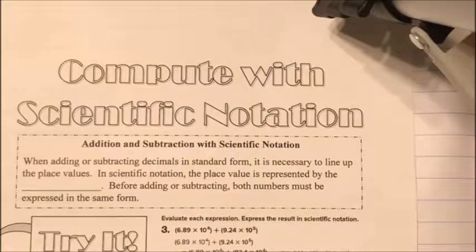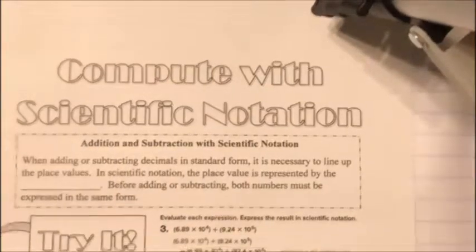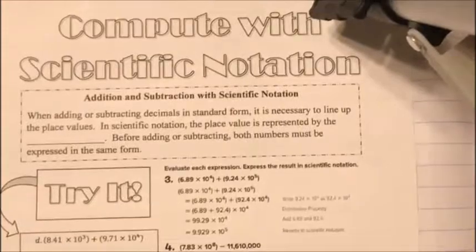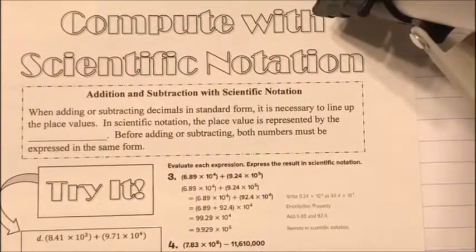All right, so the second part of this lesson is actually talking about addition and subtraction with scientific notation. So we're now on page 24 of your ISN, okay? So I want to look at addition and subtraction. We just talked about multiplication and division, but now I want to look at addition and subtraction, okay?